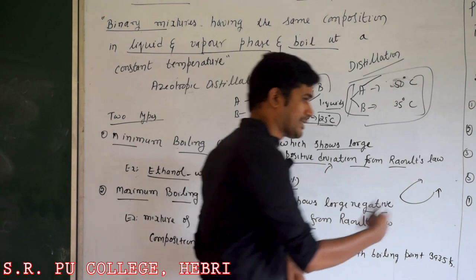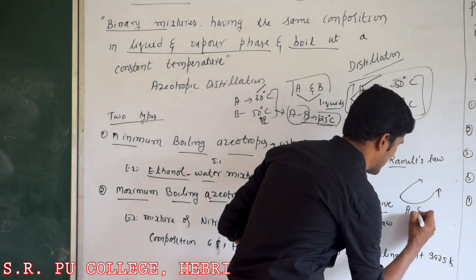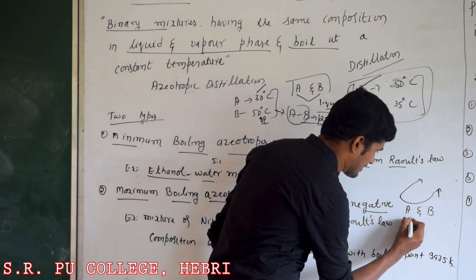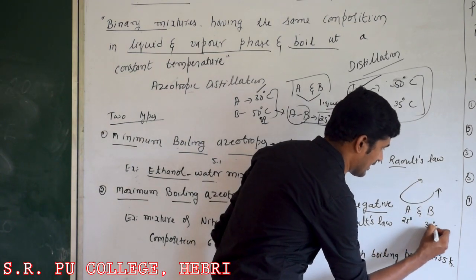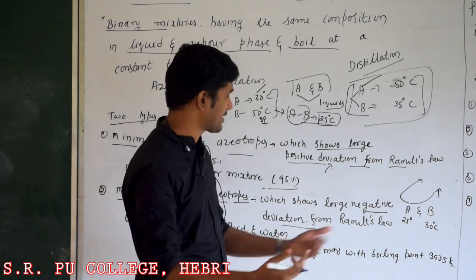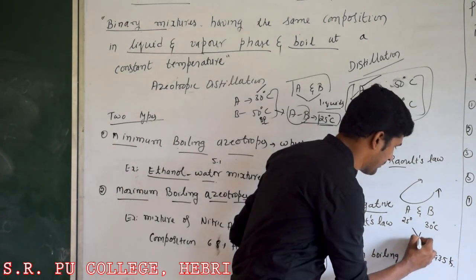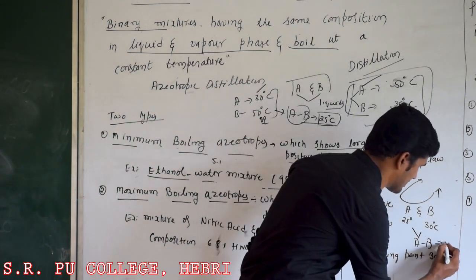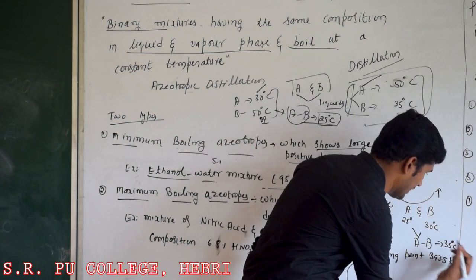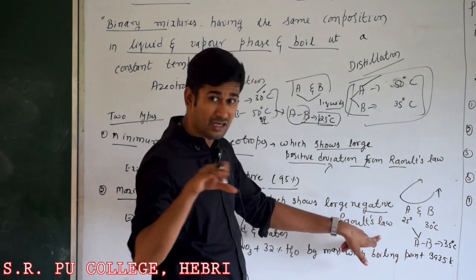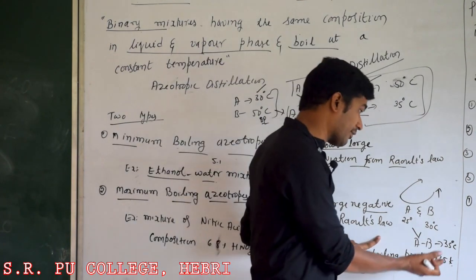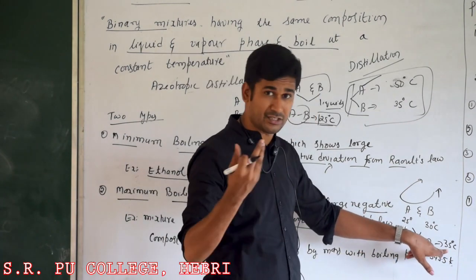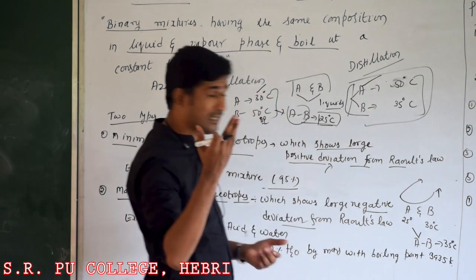You take two components A and B again. A boils at 25 degrees Celsius, B boils at 30 degrees Celsius. When you mix these two, you'll get a solution AB, which may boil at 35 degrees Celsius. Why? Because it forms a large negative deviation. In order to raise the vapor pressure to atmospheric pressure, we need more energy. So its boiling point increases.